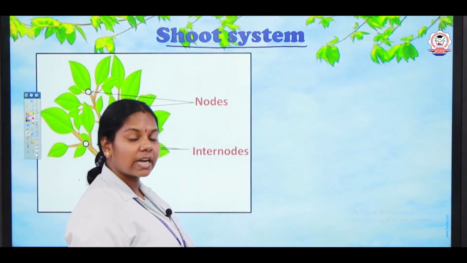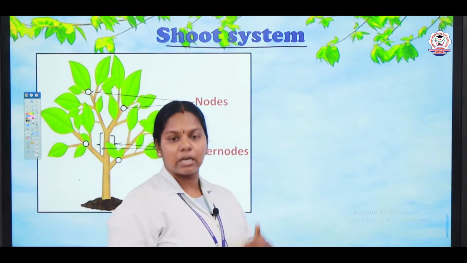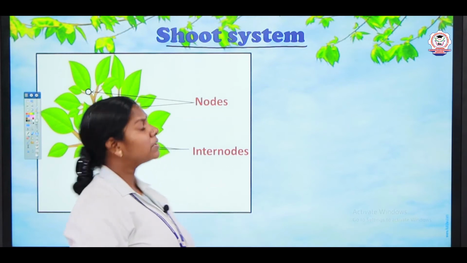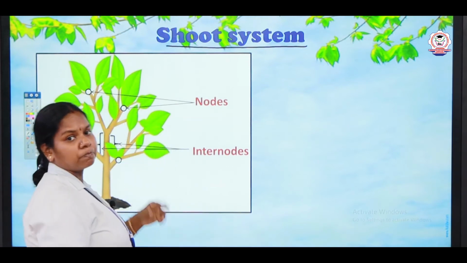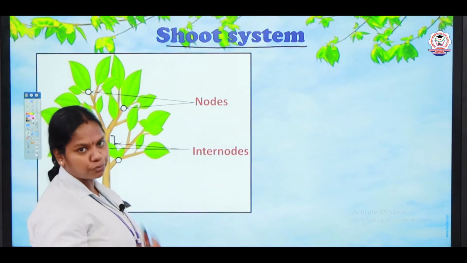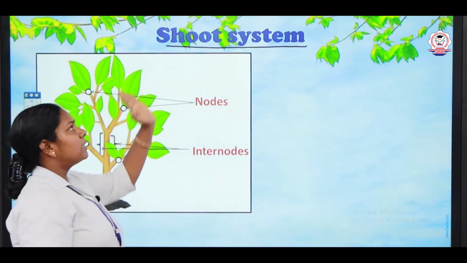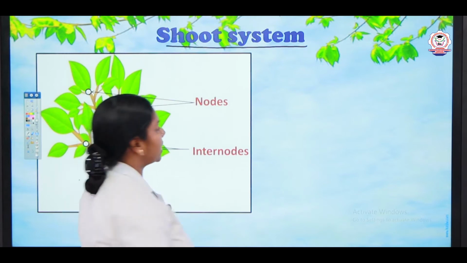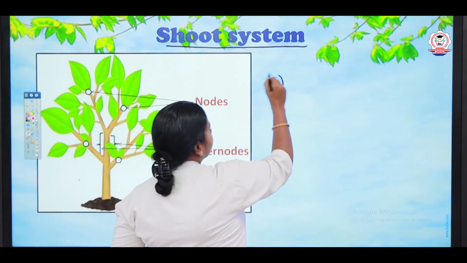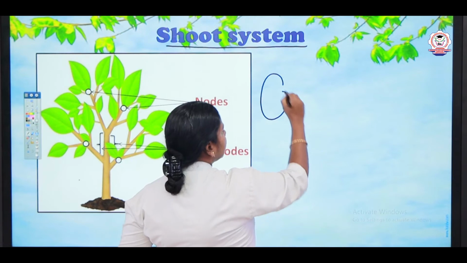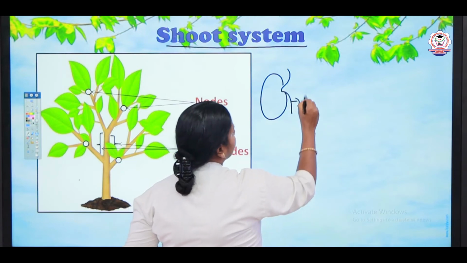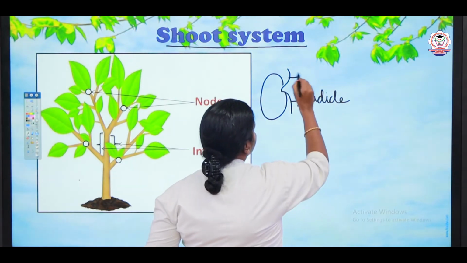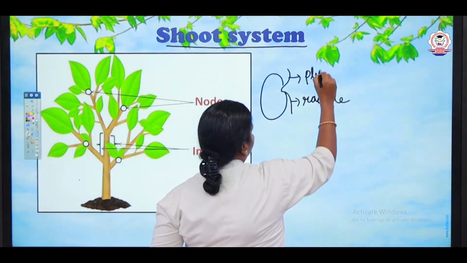The part of the plant that lies above the ground, we say it as shoot system. Shoot system bears the leaves, flowers, fruits, right? And actually the shoot system develops from the plumule, right? On germination, you can see the radicle and the plumule. This is a radicle and this is a plumule, right.